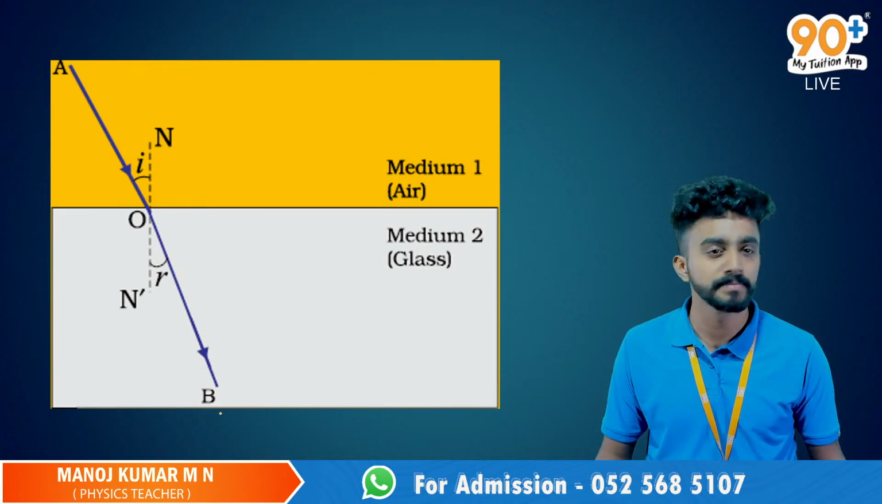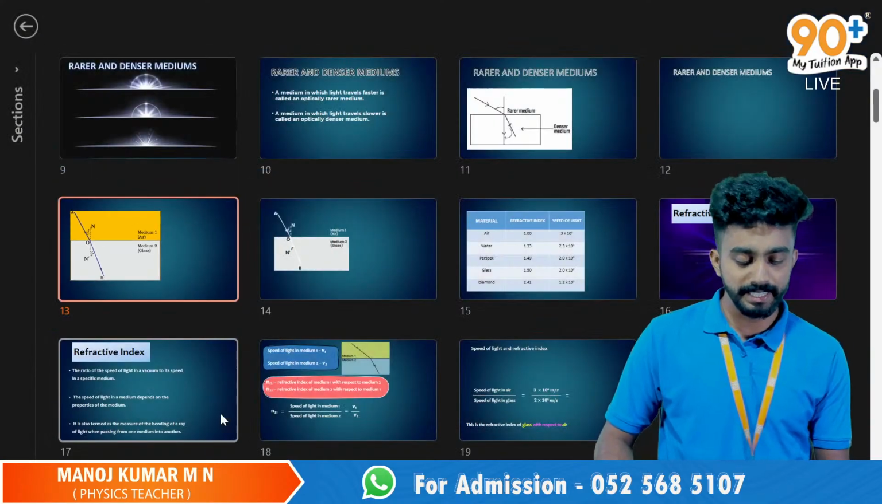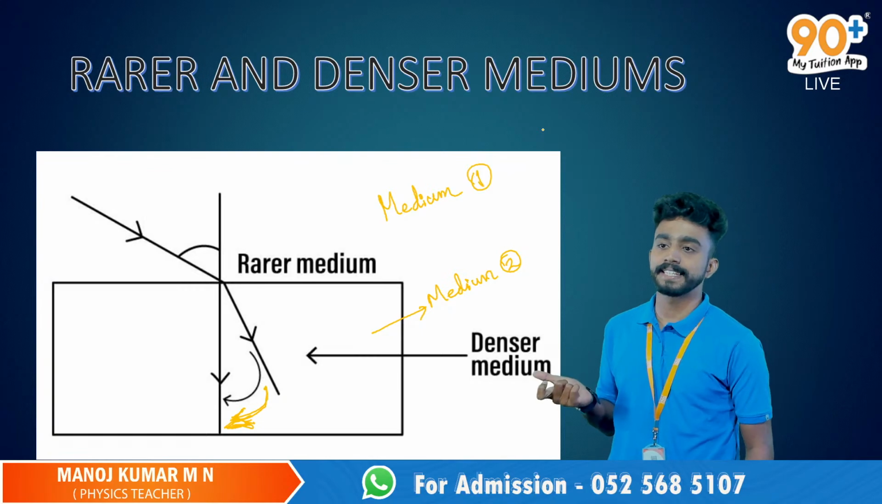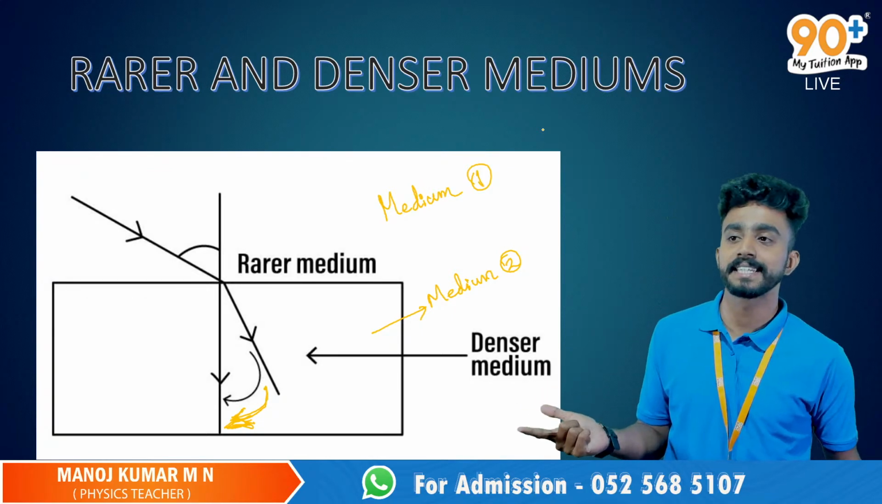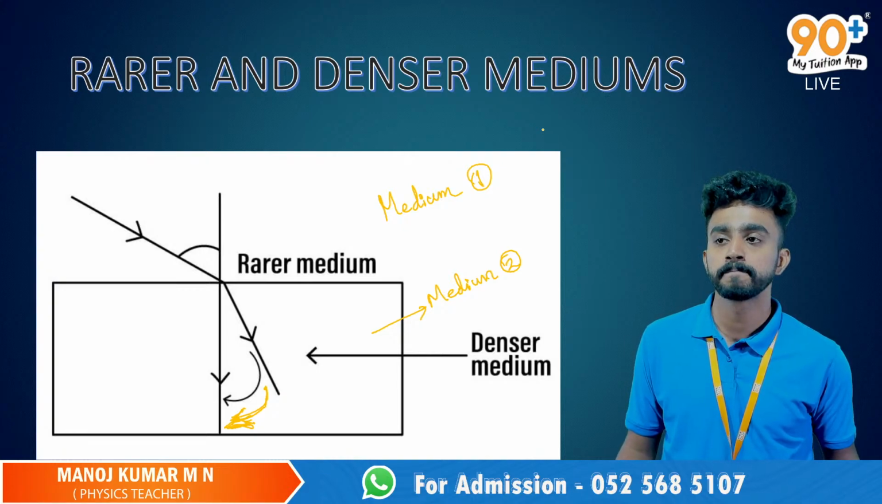Sir, how should we draw the second case? Medium 1 and medium 2. In the first case, the ray of light bends towards the normal in the denser medium. How will it be in the case of rarer? Please unmute, Sridhya.